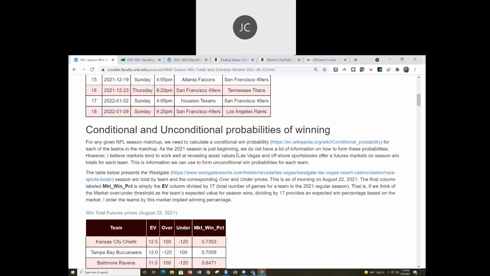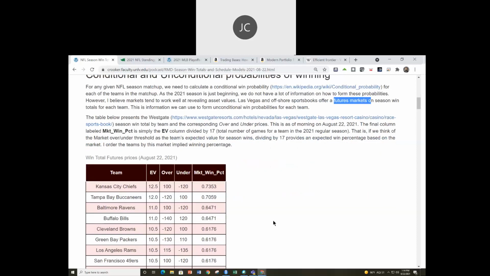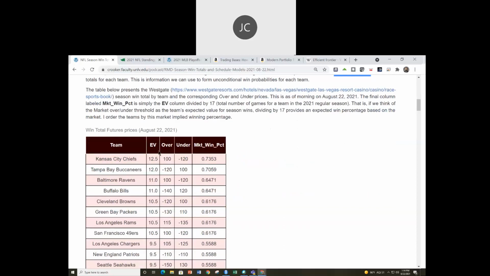To start this, one of the things that I believe is that markets do a really good job of providing information. Certainly we would expect this would include information about the relative strengths of the teams. So a particular market that I look at is the season win totals, the futures market, and in particular the market at Westgate. In this first table, I've listed every team and the expected win total, or the implied win total, if you will, from the season over-under bet.